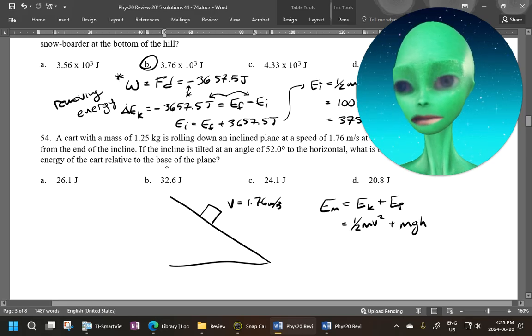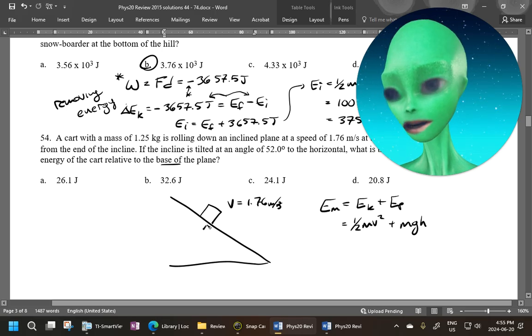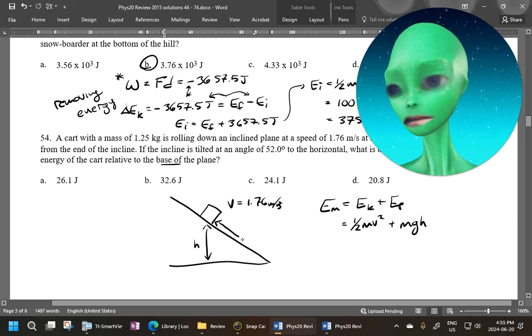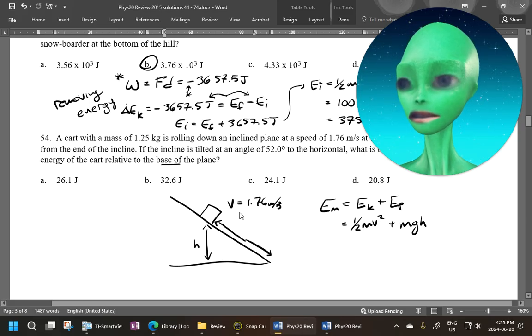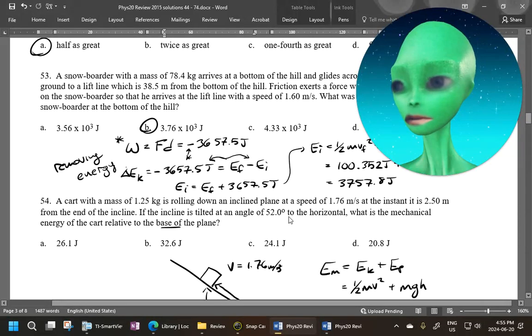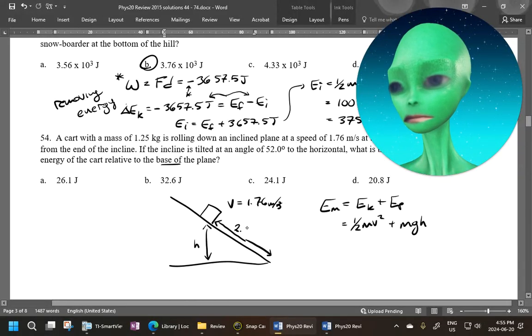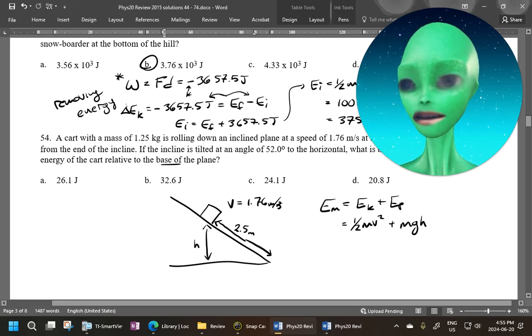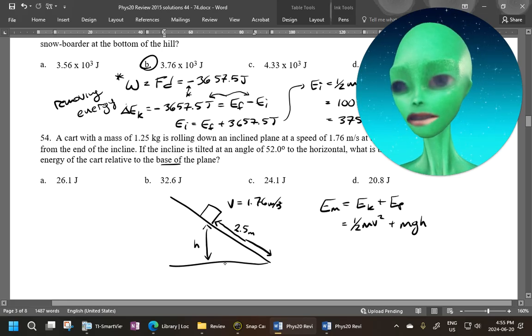It says relative to the base of the thing, so we have to know the height. What is the height above this point here? I know this distance is, what does it say? Actually, it tells you what it is: 2.5 meters. But that's not the height, so I can't use that number to do this question. If I know the angle is 52 degrees, I can use trigonometry to find this height here.